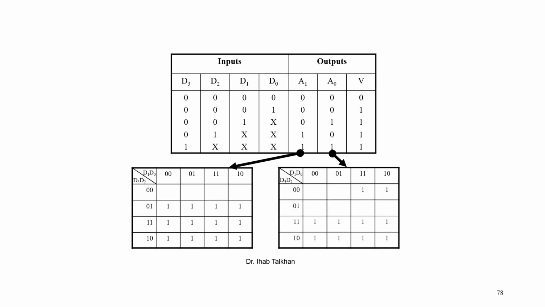Whenever A0, A1 equals 0, 0, this means I'm dealing with D0. When A0, A1 equal 1, 0, this means I'm dealing with D1. When A0, A1 equal 1, 0, this means I'm dealing with D2. When A0, A1 equal 1, 1, this means I'm dealing with D3. So this is how the code system is working.